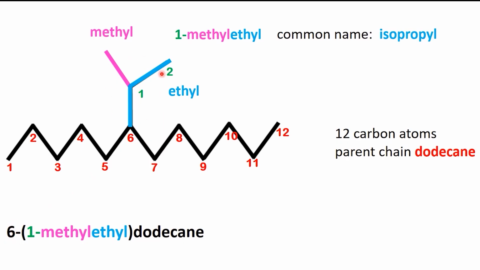In common nomenclature, the 1-methylethyl group is called an isopropyl group. The name isopropyl reflects its structure, a chain of 3 carbon atoms where the middle carbon is connected to a branching methyl group. Using this naming system, the full name of the compound is 6-isopropyldodecaine. This was just a short extract showing how to name complex substituents using IUPAC rules.